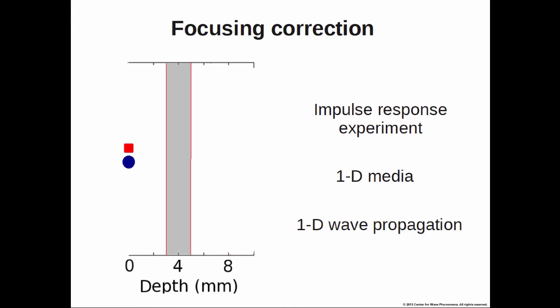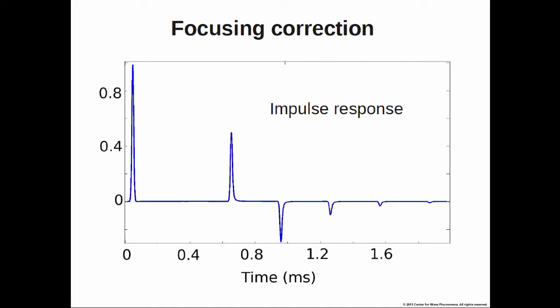Let's see one example. I'm going to use a very, very simple example. Only three layers, velocity constant, attenuation constant. I'm only going to change the density. And the attenuation is the quality factor. It's constant and it's more or less close to 30. And we do the impulse response experiment like before. We get this impulse response experiment, a very simple response.